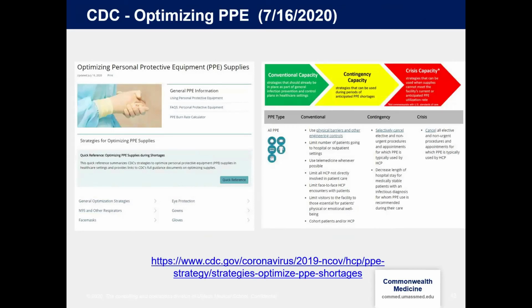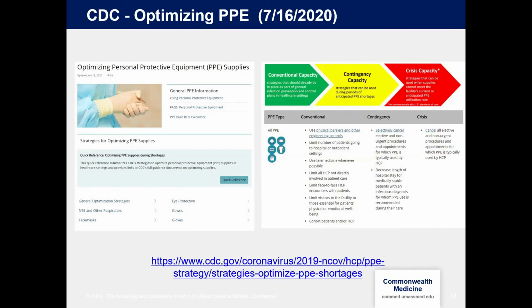Now, optimizing PPE is a whole website that CDC has. It was last updated actually back in July, so they really haven't done many changes to this. But general optimization strategies are described. There's a whole chapter on the N95 and respirators and face masks, and then eye protection, gowns and gloves. Basically, they have it in 3 categories. Conventional capacity, so you have to determine what's going to happen conventionally every day, what you're going to do, and here's just a listing of conventional strategies.